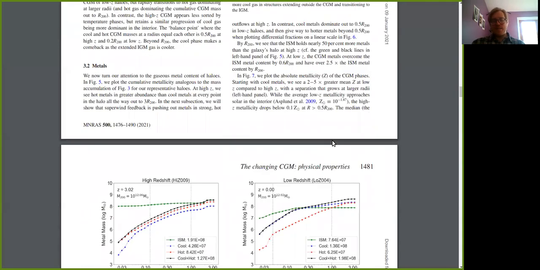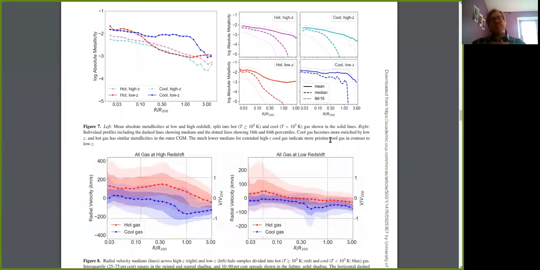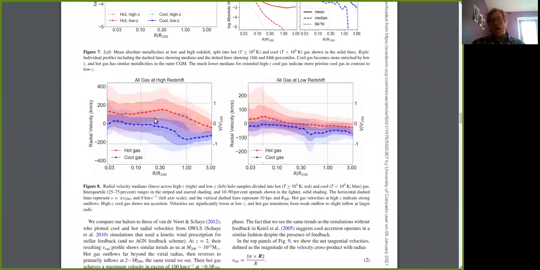So then looking at the inflows and outflows, we see that at high redshift, the hot gas is strongly outflowing. And the cooler gas shows light inflows until about R200, where it really gets moving at about 150 kilometers per second. Compared to the low redshift halos, we do see a fairly similar trend, only the velocities are smaller. The other major difference is that the hot gas stops outflowing and begins inflowing much closer in at low redshift, where at high redshift, you can see that we don't start seeing inflows until way out, about 2 R200.